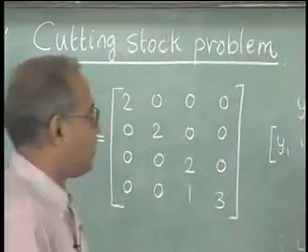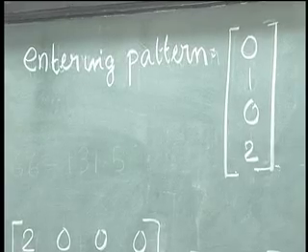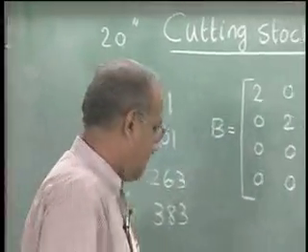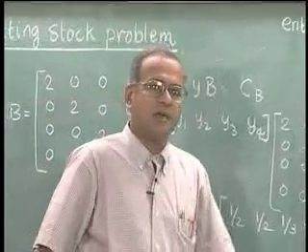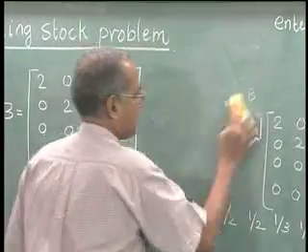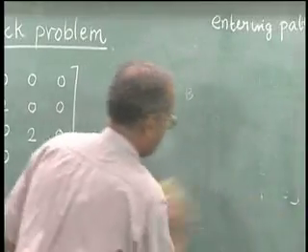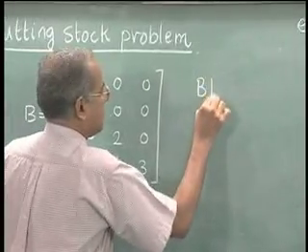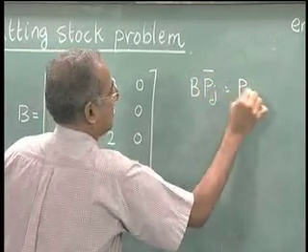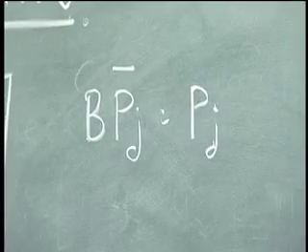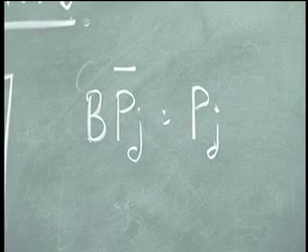Now, this pattern 0 1 0 2 has to replace one of these 4 patterns. Which one we will have to check again. Now, in order to find that out, we have to find out P bar j equal to B inverse P j. So, P bar j equal to B inverse P j, pre multiplying by B we will get B into P bar j is equal to P j.